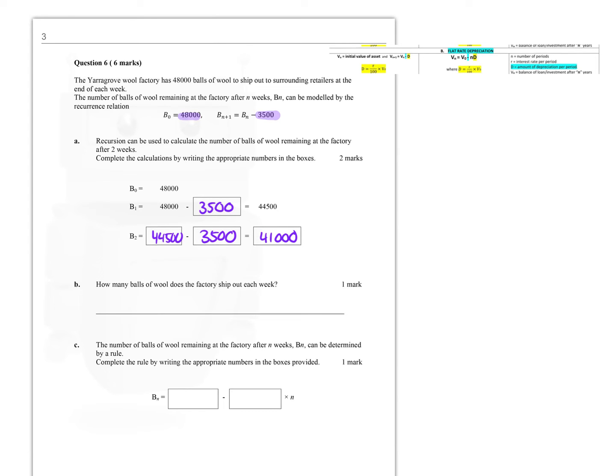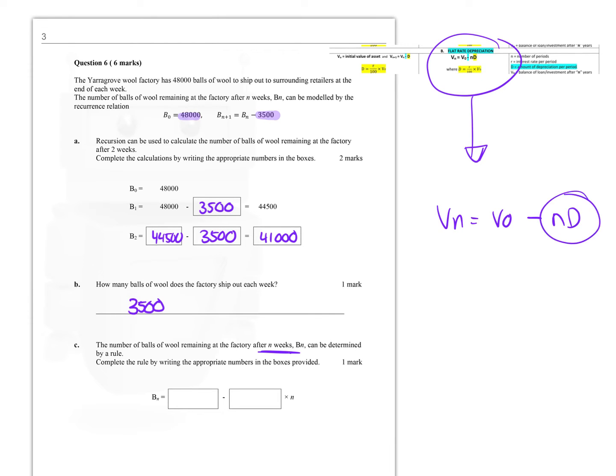Now, how many balls of wool does the factory ship out each week? It's just the 3,500. They're just asking to see if you understand what you're doing. And the number of balls of wool remaining in the factory after n weeks. So when they ask that, they want the nth term formula, which is this one. It's not exactly flat rate, but when you're minusing the same amount every time, can you see how flat rate has that minus? It's always the same amount taking away. So you know you've got this type of formula.